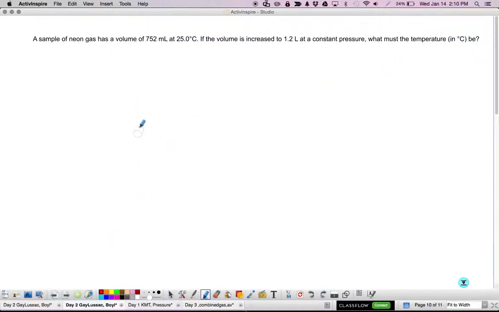Okay, so let's go through and kind of highlight some stuff. So I have a volume of 752 milliliters, and then a second volume of 1.2 liters. So this is V1 and V2. And then, go back to my highlighter, change my color. I have a temperature of 25 degrees Celsius initially, and a final temperature is what we're trying to find. Okay, so here's my T1, here's my T2, and that's what I'm trying to find.